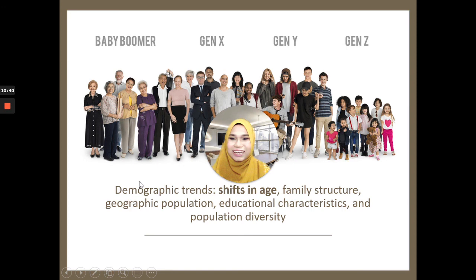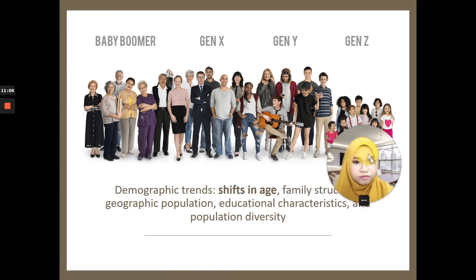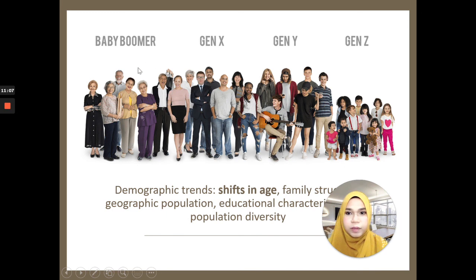So you can see that in this particular demographics, we're going to learn about the shift in age, family structure, geographic population, educational characteristics, and also population diversity. So let's first look at the shift in age. Look at this particular picture. There are baby boomers, Gen X, Gen Y, and also the Gen Zs. Baby boomers are one group of people which we call the market, yeah. Later I will explain to you one by one what are their characteristics.